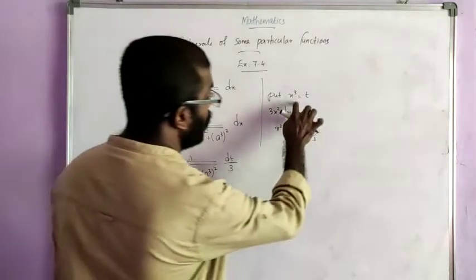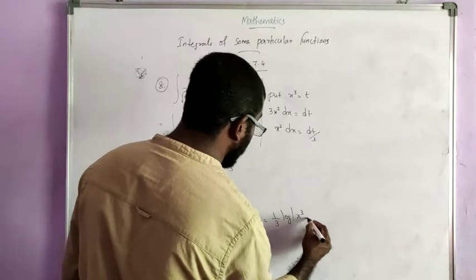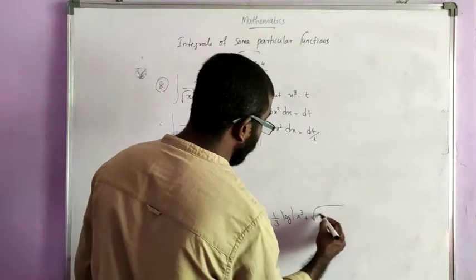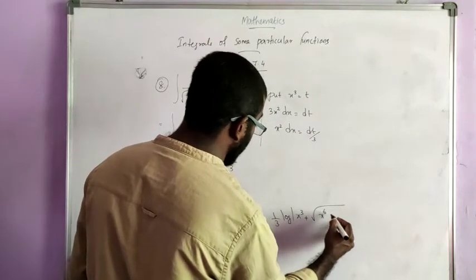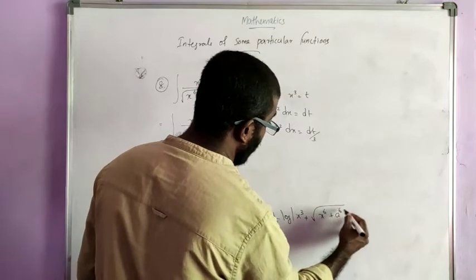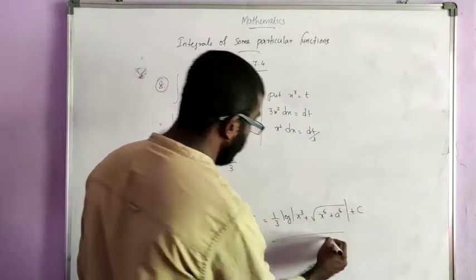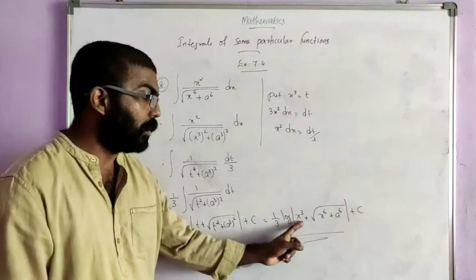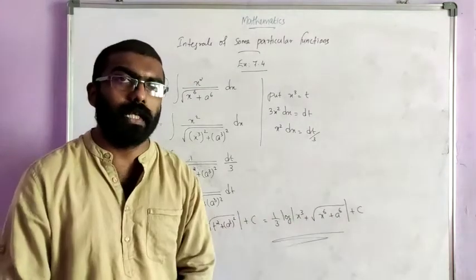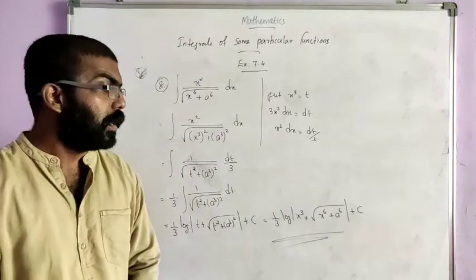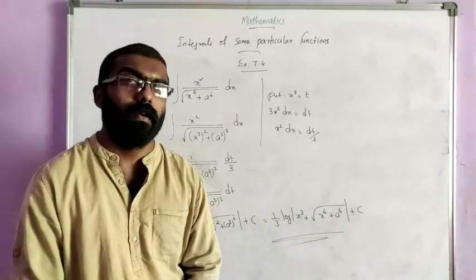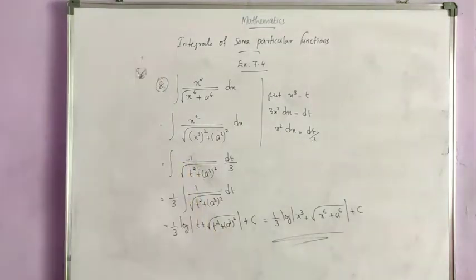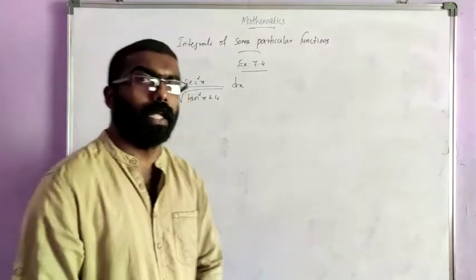Here t value is x cube. So x cube plus root of x cube the whole square, that is x raised to 6, plus a raised to 6, plus c. So the final answer is 1 by 3 log mod x cube plus root of x raised to 6 plus a raised to 6 plus c. Now we move on to the next question.